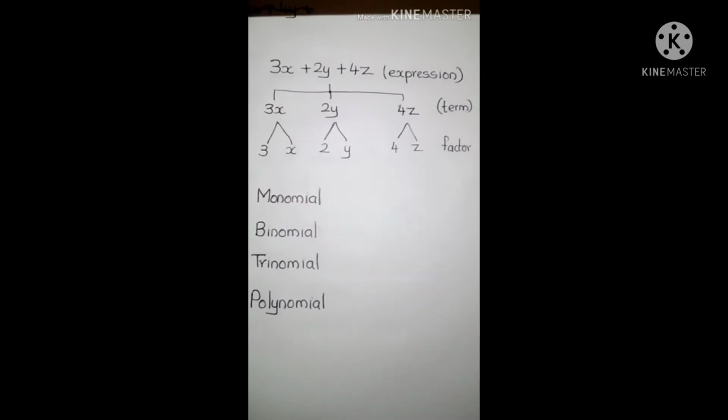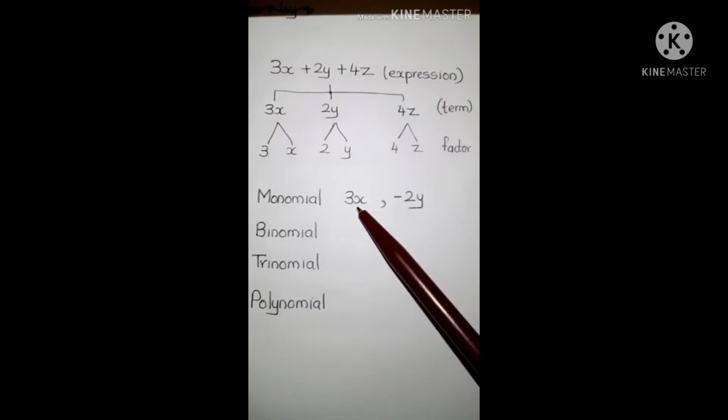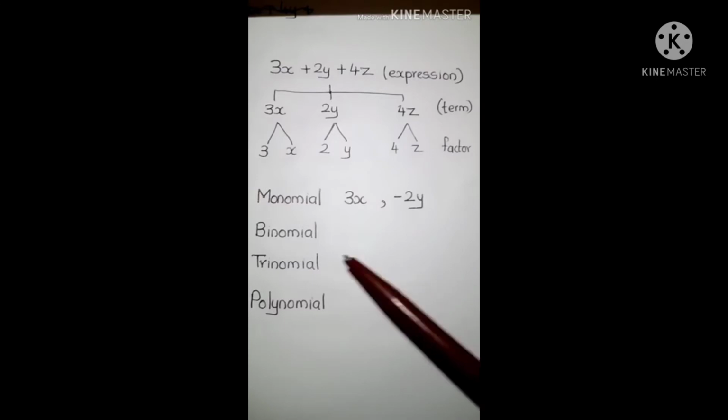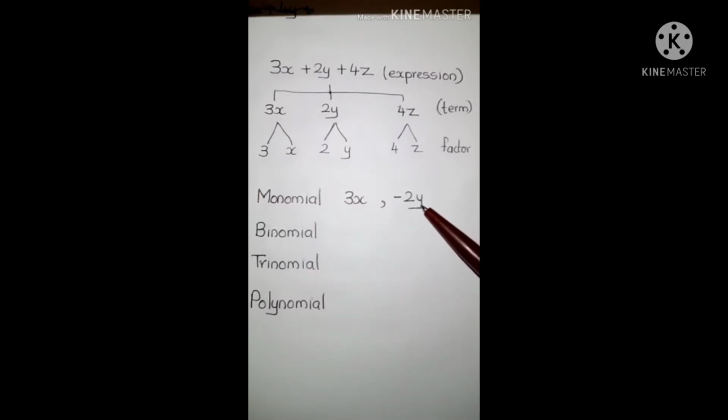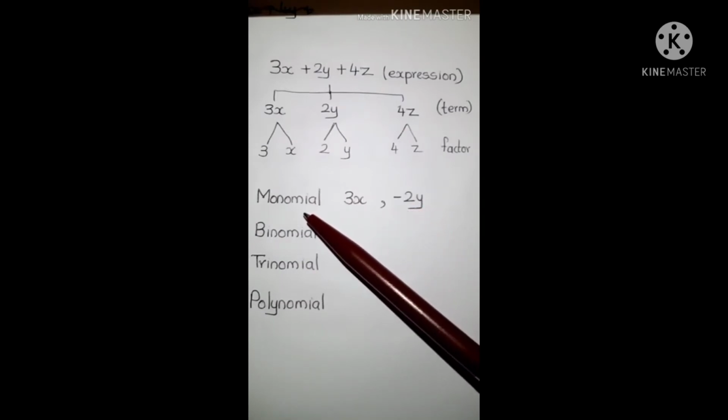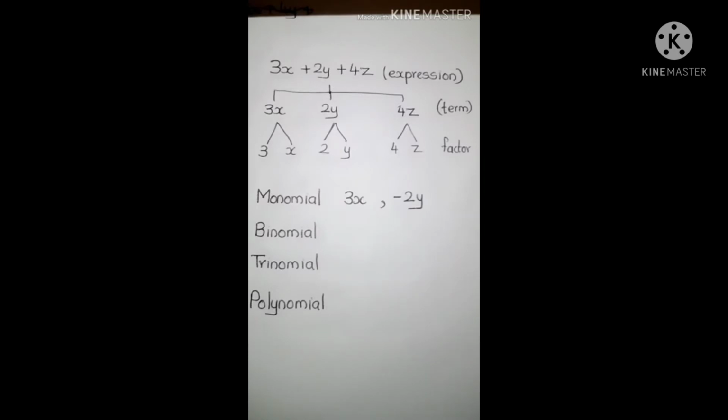The expressions that contain only one term is known as monomial. For example, 3x. Here in the 3x only one term is there. So we can call it as monomial. Second example is minus 2y. That means here only one term is there in this expression. So such type of expressions are known as monomial.